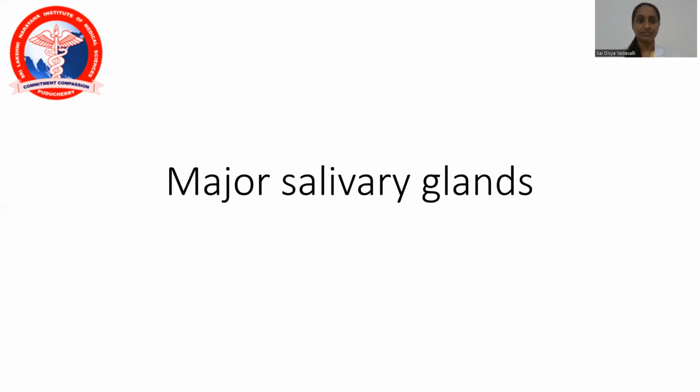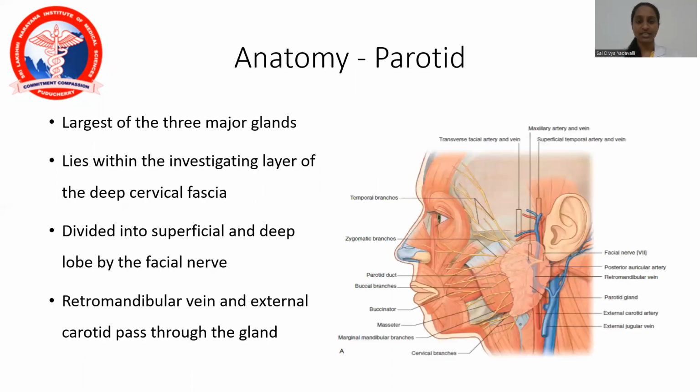Coming to the major salivary glands, first we'll discuss anatomy. The parotid is the largest of the three major glands. The parotid lies within the investing layer of the deep cervical fascia. It is divided into superficial and deep lobes by the facial nerve.